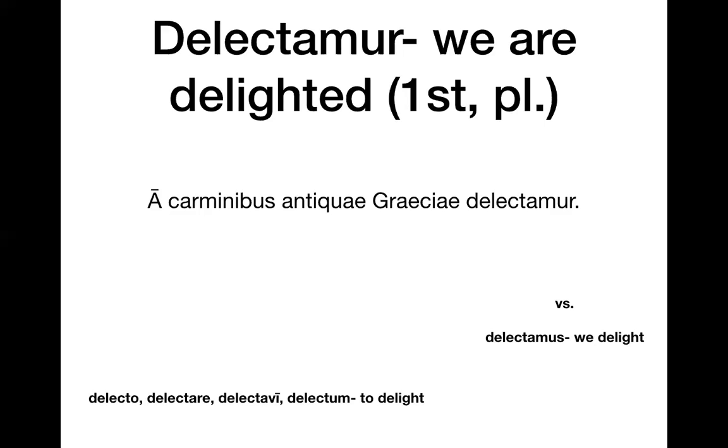Yeah. So there's the verb down there, delectare. The good news about this is we are not using third and fourth principal part for present passive. We're just using the normal stem we get from the second principal part. That's kind of nice, right? So, okay, a carminibus antiqui Graecii delectamur.